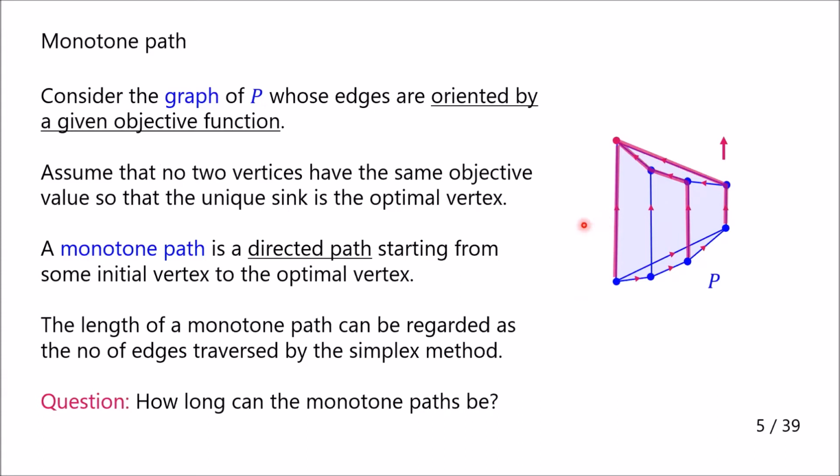Then we see that the length of a monotone path, where the length is defined as the number of edges contained in a path, can be regarded as the number of edges traversed by the simplex method for some pivot rule, which is a lower bound on the complexity of the simplex method. So, in the first place, it would be natural to ask how long can the monotone paths be?